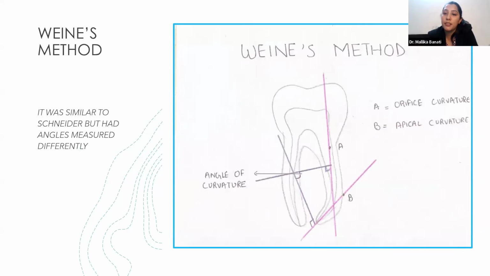Similarly, Weine's method was a modification of Schneider's method. They had the same things, but they did not take the angle here. This was the angle that we were taking as the internal angle. What they did was take a perpendicular from both those lines and took the angle on the inside of that edge, and they called that the angle of curvature. Again, the measuring parameters remain the same. Less than 5 is mild, 5 to 20 is moderate, and more than 20 remains a severe curvature.